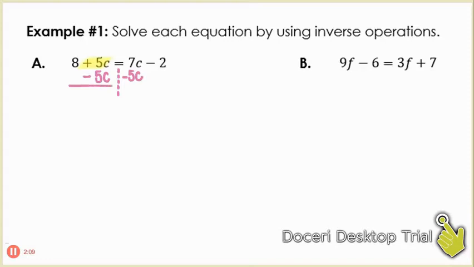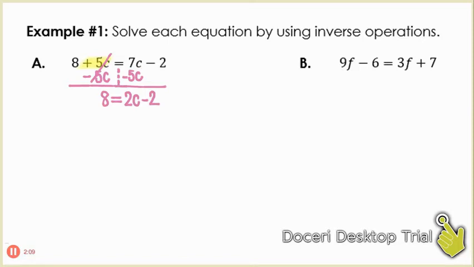And then we're actually going to do that math. So I have 5c minus 5c is going to cancel out, and I'm left with 8 on that side. I bring down my equal sign. 7c minus 5c is 2c, and I bring down the negative 2. And then this should look familiar because this should look like a two-step equation. My c is now on the right. It's being multiplied by 2 and also subtracted by 2.